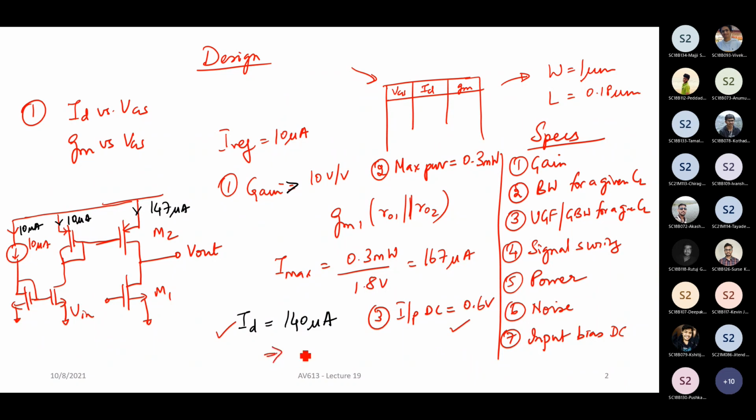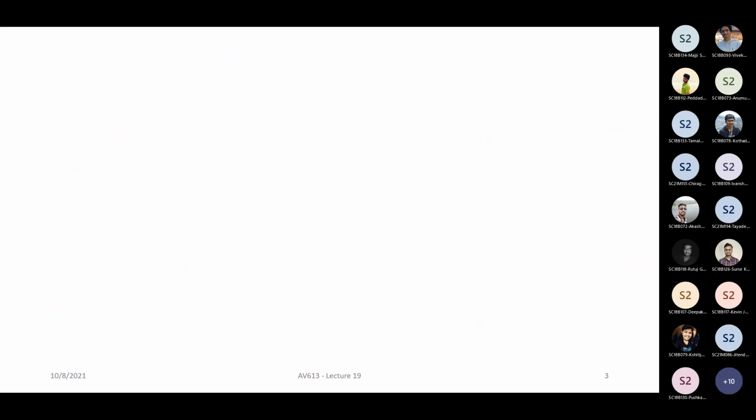I can go and find out my W by L ratio of M1, right? Now, in design you never hit it correctly at the first shot. Your gain is basically GM1 times R01 parallel to R02, which is, let's say, equal to 10. Now this 10 has to be split between these two factors.